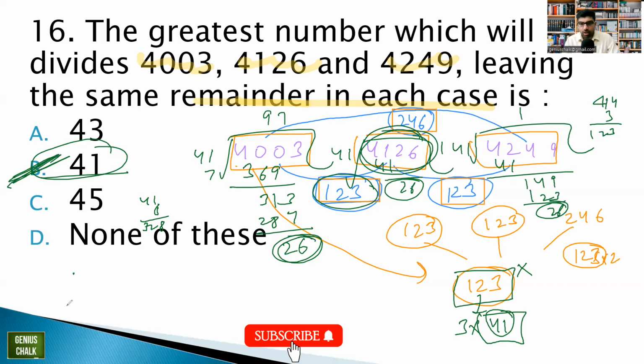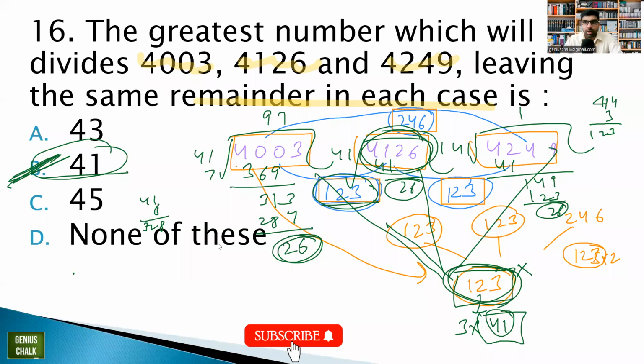So find the HCF of the differences. After finding it, just check also that the number must divide all three given numbers. If it does not divide, factorize that number and then again check. Okay, so this is the concept.